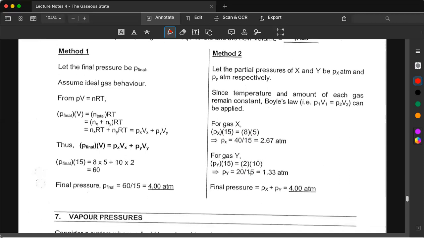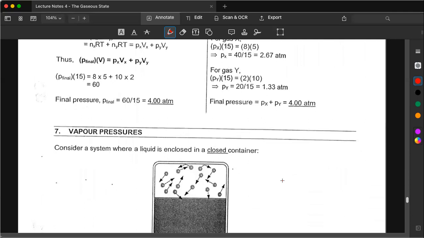So repeat the same thing for gas Y, and we will have 1.33. So you just add up the pressures, assuming the sum of partial pressures equals the total pressure. You can also get the answer.